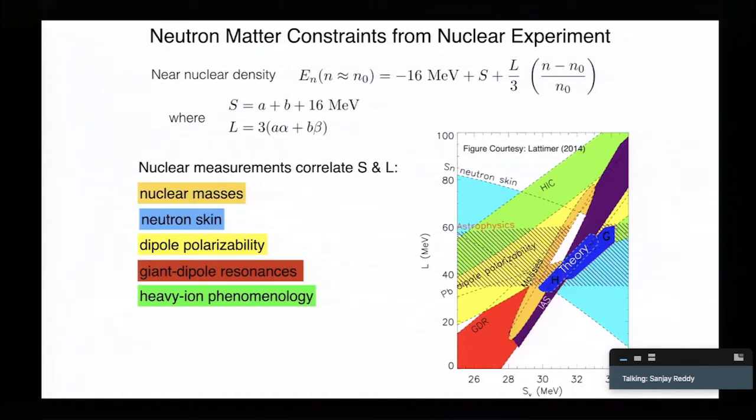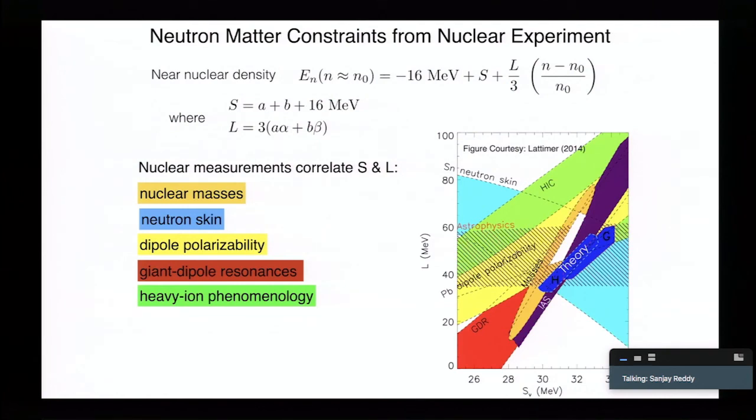So what you're looking at in this plot is the nuclear masses in yellow. Some of the heavy ion experiments provide some constraints for S and L, shown by the green curves. Measurements of the neutron skin provide the constraints shown by the blue curves. Excitations in a nucleus where you have neutrons and protons oscillating against each other provide constraints shown by the red curve. In general, the experimental constraints on L are not very good.